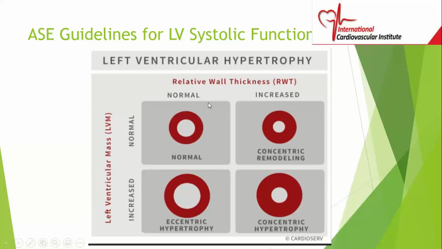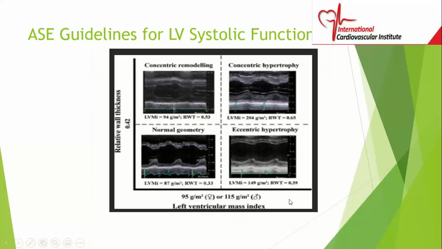And this is just to give you an idea: a normal individual, the cavity size and the wall thickness. When we talk about concentric remodeling, the wall is thick, but the overall size is probably not increased. And then eccentric, the cavity is huge, and the wall may be normal or a little thickened. And then concentric, there's tremendous thickening, and the cavity may increase a little bit, but there's tremendous thickening. And then this is the M mode, looking at the same thing as well.